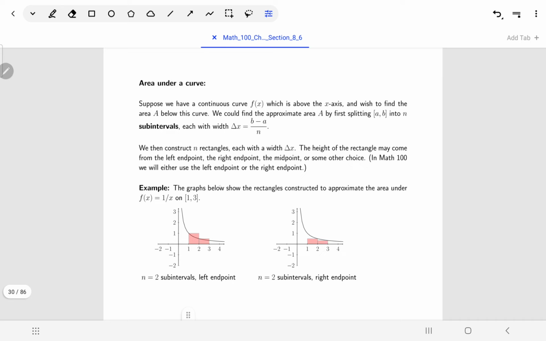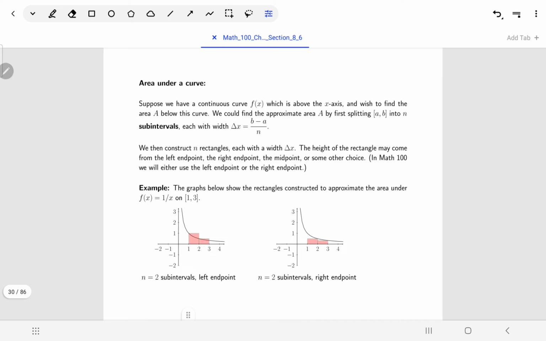And for each of those, delta x is the width of my subinterval. It's just the total distance from the two endpoints divided by however many subintervals you're looking for. The total distance between my two endpoints is 2 units, and I'm slicing it into 2 subintervals, so delta x is 2 divided by 2, or 1 unit. So each rectangle has a width of 1.